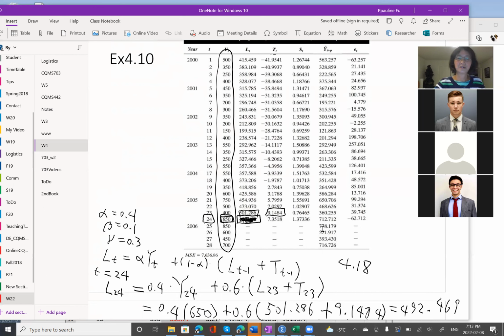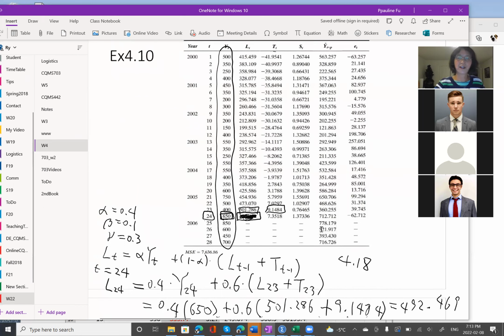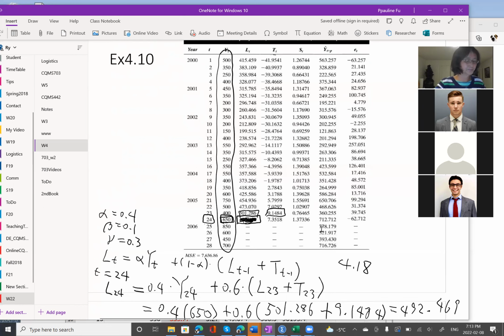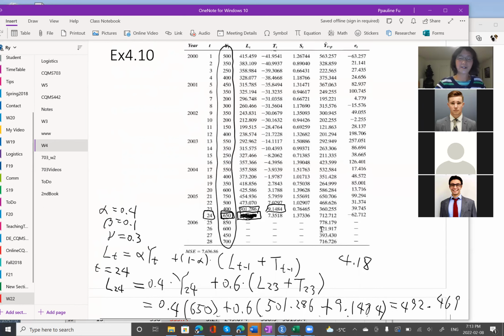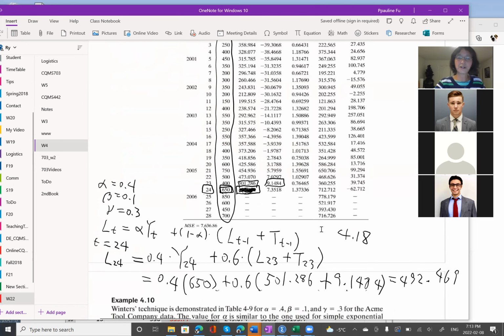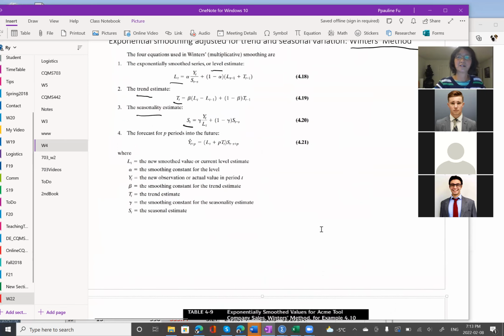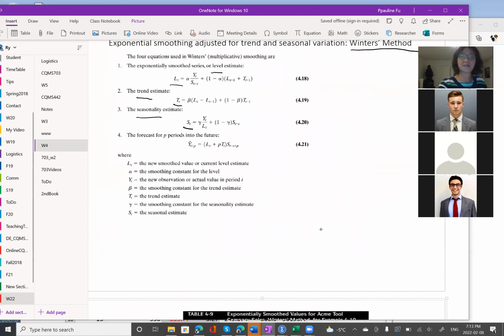Okay, any questions on calculating L24? Next, let's calculate T24. We calculated L24. This number is T24. We don't know it. How do you calculate T24? You use formula 4.19. It is here. 4.19 is for T.